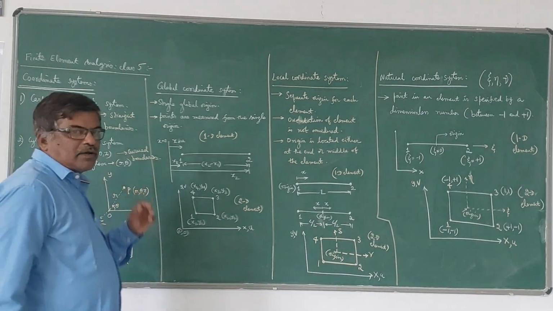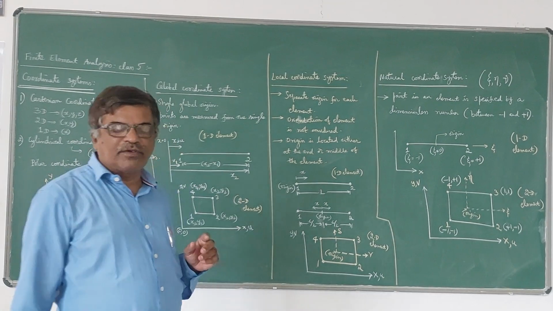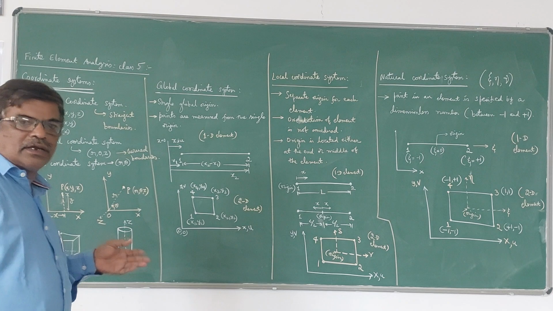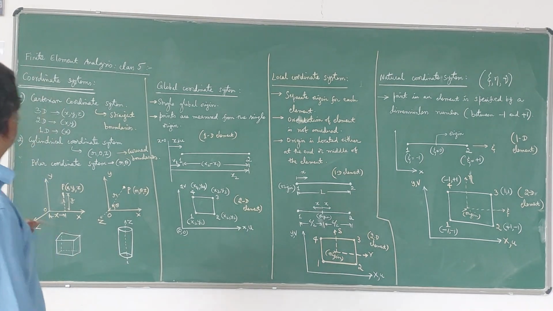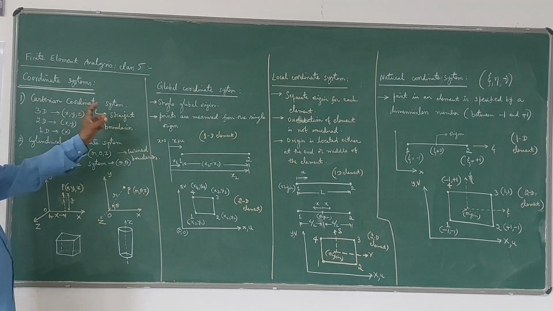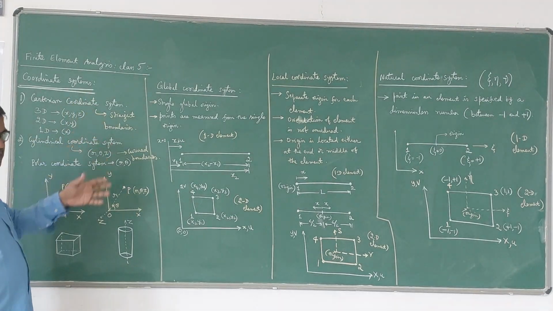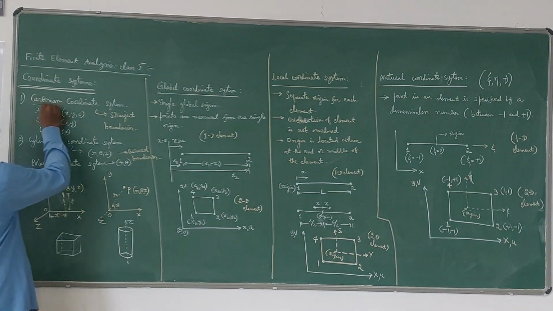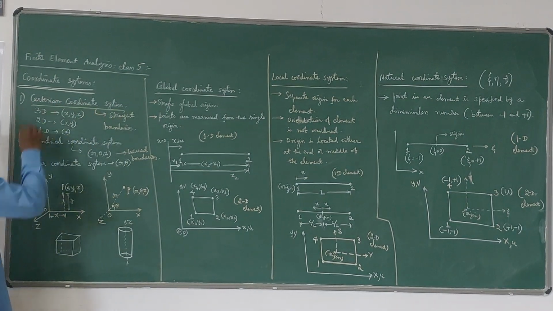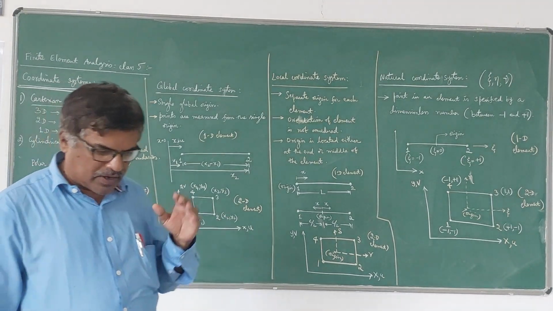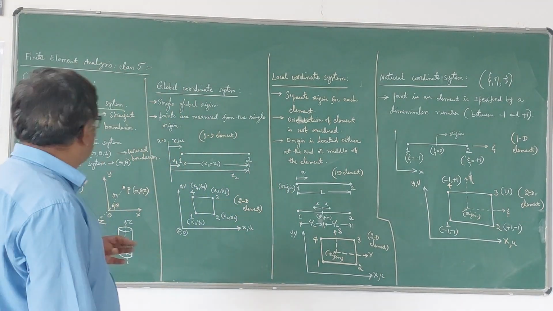So in this class, I will explain about the different coordinate systems that are used in analyzing finite element problems. Here, generally the coordinate systems are classified into two or three types mainly. Here, of course, we are using the Cartesian coordinate system, which you already know. For a three-dimensional analysis, you have x, y, z as the Cartesian coordinates.